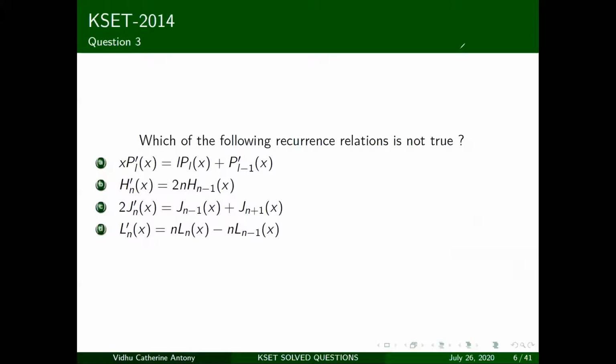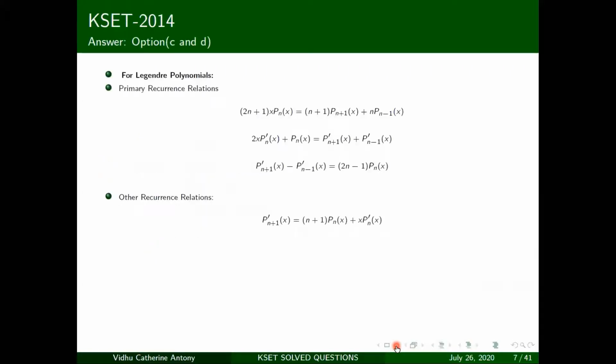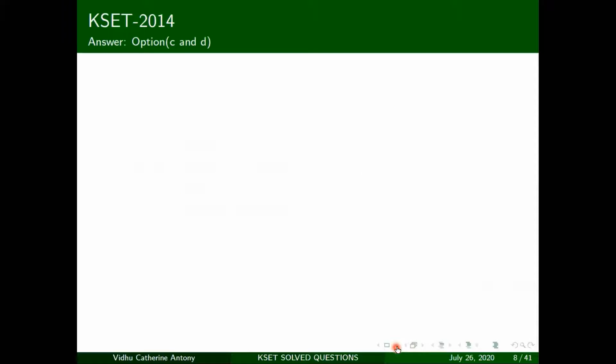So let's just go through the other recursion formulas. For your Bessel polynomials, you have n by x jn of x plus jn prime of x is equal to jn minus 1 of x. And then you have n divided by x jn of x minus jn prime of x is equal to jn plus 1 of x. You have 2n by x jn of x is equal to jn plus 1 of x plus jn minus 1 of x.